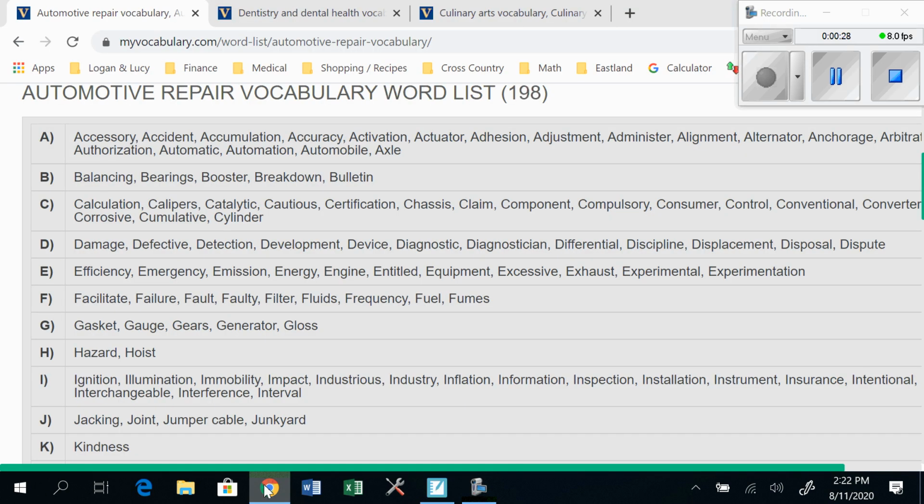Here's an example from auto tech. If you're in the auto tech lab, look at all these words here. You need to learn to know what these words mean. I know what a lot of these mean, but I don't know what they all mean. Okay, gasket, gauge, gears, generator, gloss. I know what most of those mean, but I don't know what all of them mean. But if you're going to study auto tech, you need to know all these words. You need to learn all of these words.